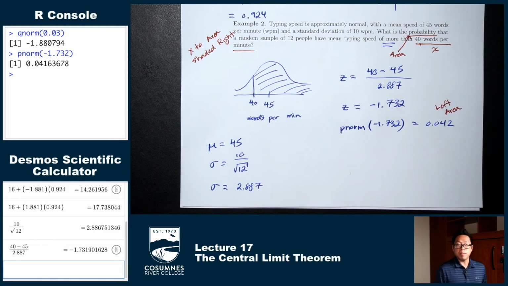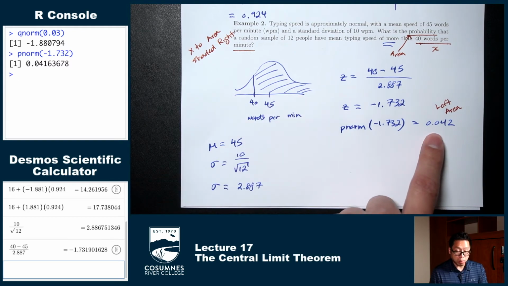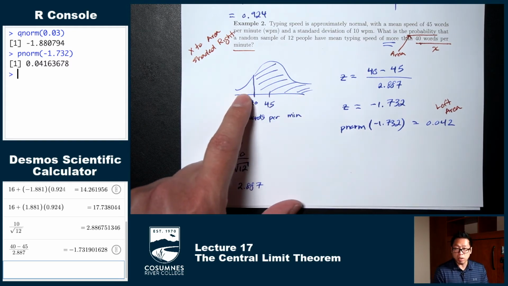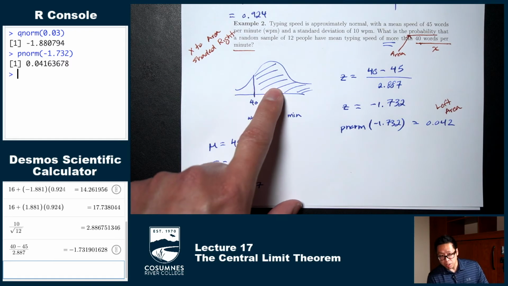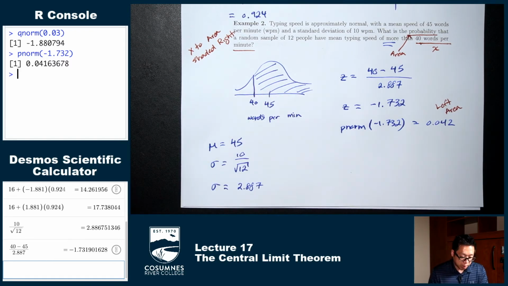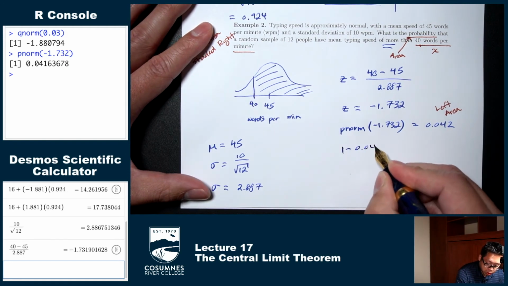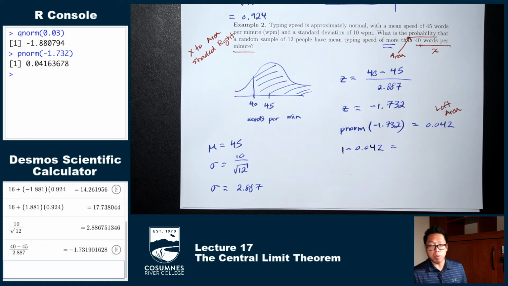Are we looking for a left area here? No, we're looking for the area to the right, right? So this 0.042 refers to this white part on the left here. If I want the other side, 1 minus. So as the very last step, we do a 1 minus 0.042 to get the area to the right.